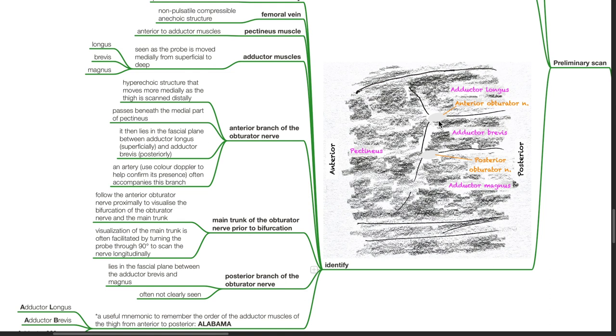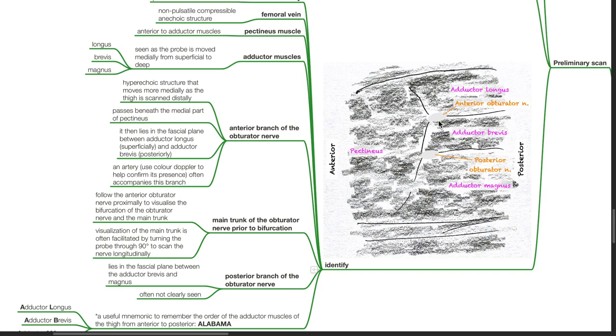It then lies in the fascial plane between the adductor longus superficially and the adductor brevis posteriorly. An artery often accompanies this branch. Use color Doppler to help confirm its presence. The main trunk of the obturator nerve prior to its bifurcation can be identified by following the anterior obturator nerve proximally. Visualization of the main trunk is often facilitated by turning the probe through 90 degrees to scan the nerve longitudinally.